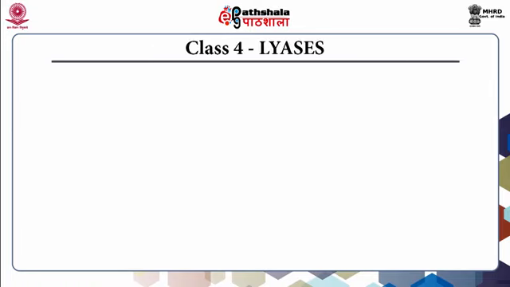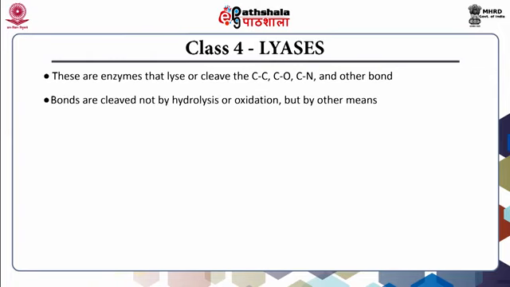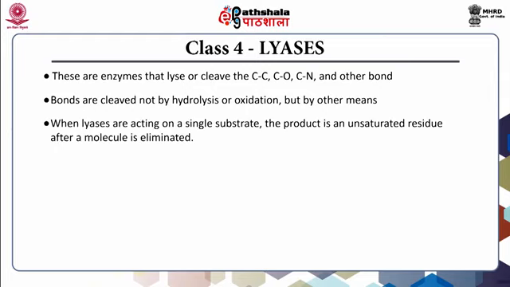Class 4 includes lyases. These are the enzymes that lyse or cleave carbon-carbon, carbon-oxygen, carbon-nitrogen and other bonds. Bonds are cleaved not by hydrolysis or oxidation, but by other means. When lyases are acting on a single substrate, the product is an unsaturated residue after a molecule is eliminated. The systematic name includes substrate-group lyase.